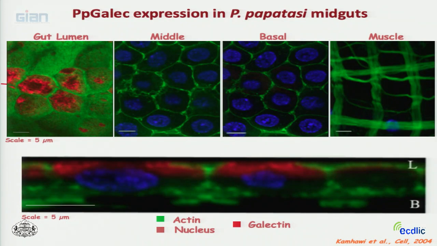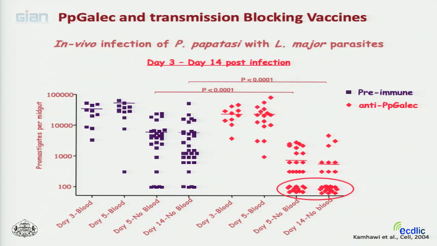This is some staining, some confocal images of staining in red the galectin, which is luminally exposed in the gut and exposed in sort of patchy distributions on midgut epithelial cells. So again, this is the molecule that we were convinced was responsible for mediating the attachment of Leishmania major to the gut wall. And I'm just going to show one result of a transmission blocking vaccine.